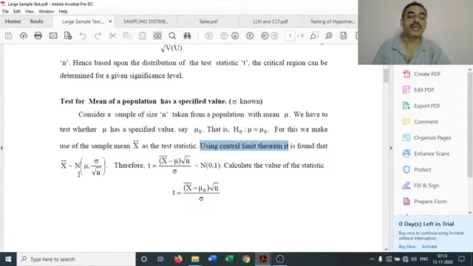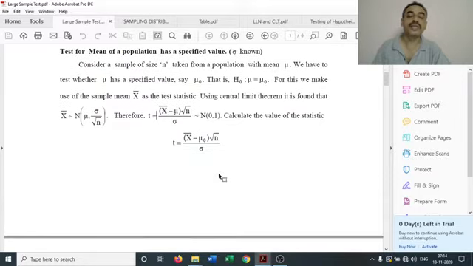So using the central limit theorem we have this relation, and we can standardize this x bar to transform it to standard normal using the relation t equals x bar minus mu divided by sigma by root n, that is, by subtracting the mean and dividing by the standard deviation. Therefore this t follows N(0,1). Therefore, the statistic for testing whether the mean has a specified value is x bar minus mu 0 times root n by sigma. In every test procedure, there are four important steps.